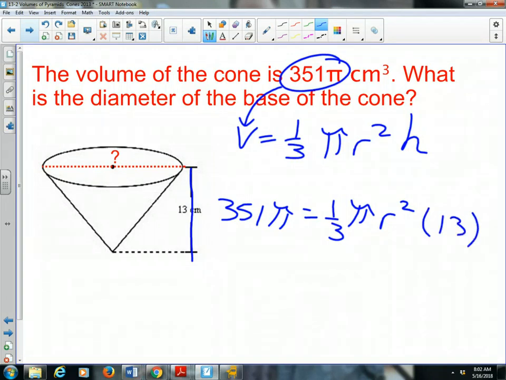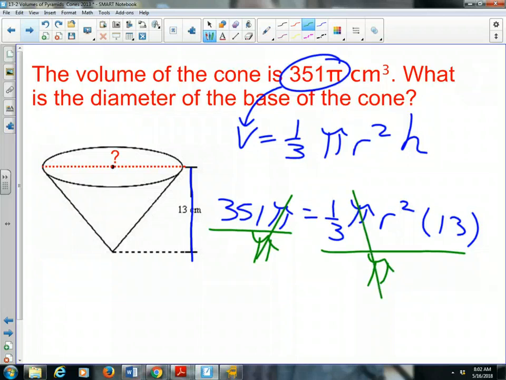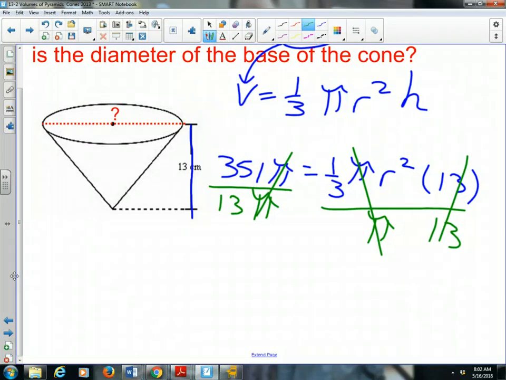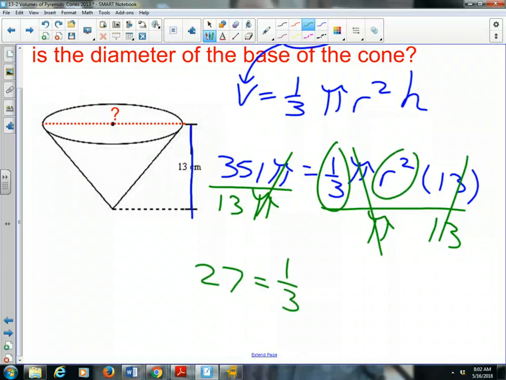Let's start solving, shall we, everybody? I love it when this gives us in terms of pi, because if we divide both sides by pi, it makes our life so easy. I'm also going to divide by 13 at this point. So 351 divided by 13, that number is 27. So 27 equals, I still have a 1/3 on the right side of the equation, and I still have an r squared on the right side of the equation. That equals 1/3 r squared.